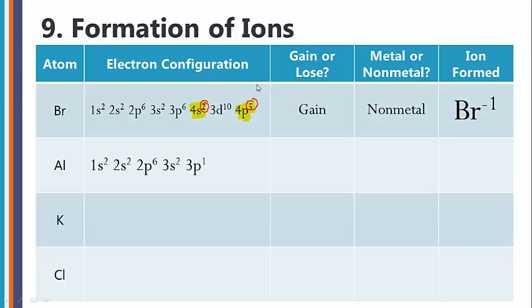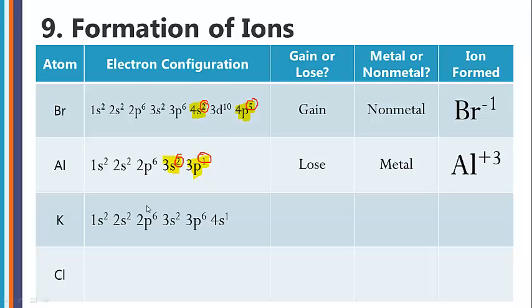Next we have aluminum. In this case for aluminum, the highest energy level was energy level 3. So it's 1s2, 2s2, 2p6, 3s2, 3p1, which means that the total number of valence electrons is 3. So it's not even a little bit close to having a full octet. So it's going to be easier for it to lose those 3 valence electrons because the next lowest energy level, 2, does have a full octet. Aluminum is a metal. Metals tend to lose electrons, so the ion is going to be Al plus 3.